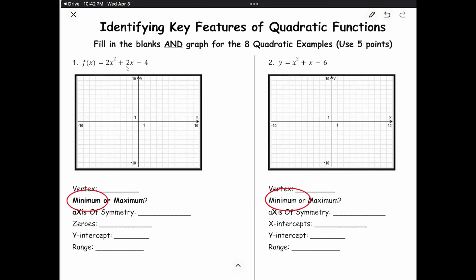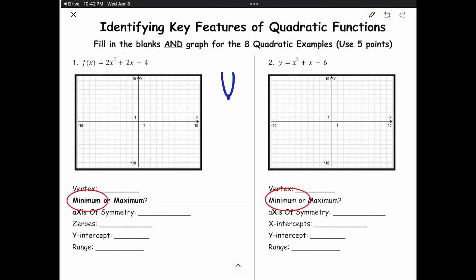So the first thing you should notice, we have a function. It's called 2x squared plus 2x minus 4. First thing I notice is the leading coefficient is positive. It's a positive 2. Leading coefficient is positive. So that means that it's going to be a smile, which means that it's going to have a minimum because the vertex is going to be at the bottom.